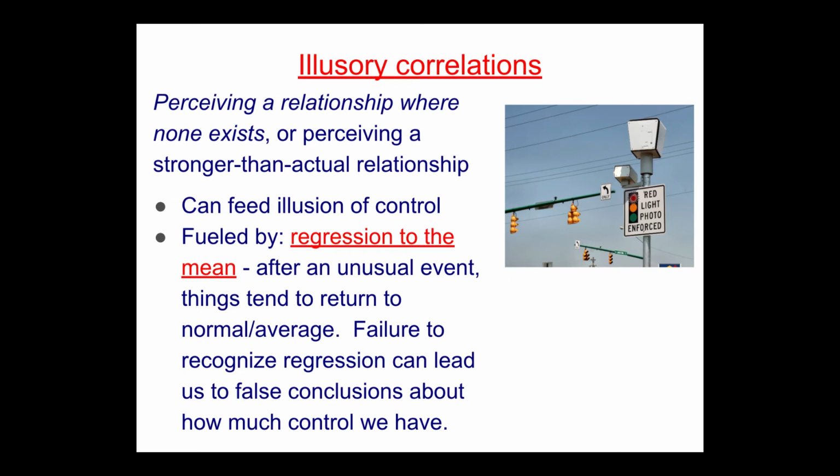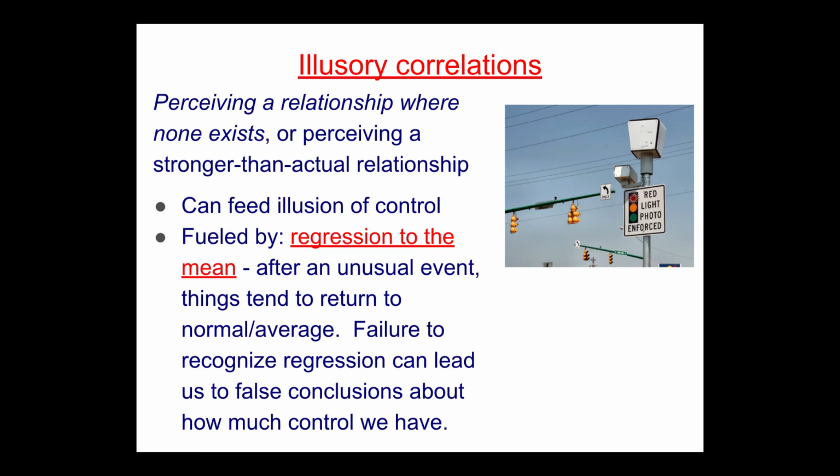So, for example, if I have one year where AP scores are just off the charts, the following year, I shouldn't expect my scores to be off the charts again. It's likely that they're going to return to more of a normal or more of an average. And this can lead to illusory correlations because it can lead us to draw false conclusions about how much control we have. And I'm going to use the example of speed cameras.